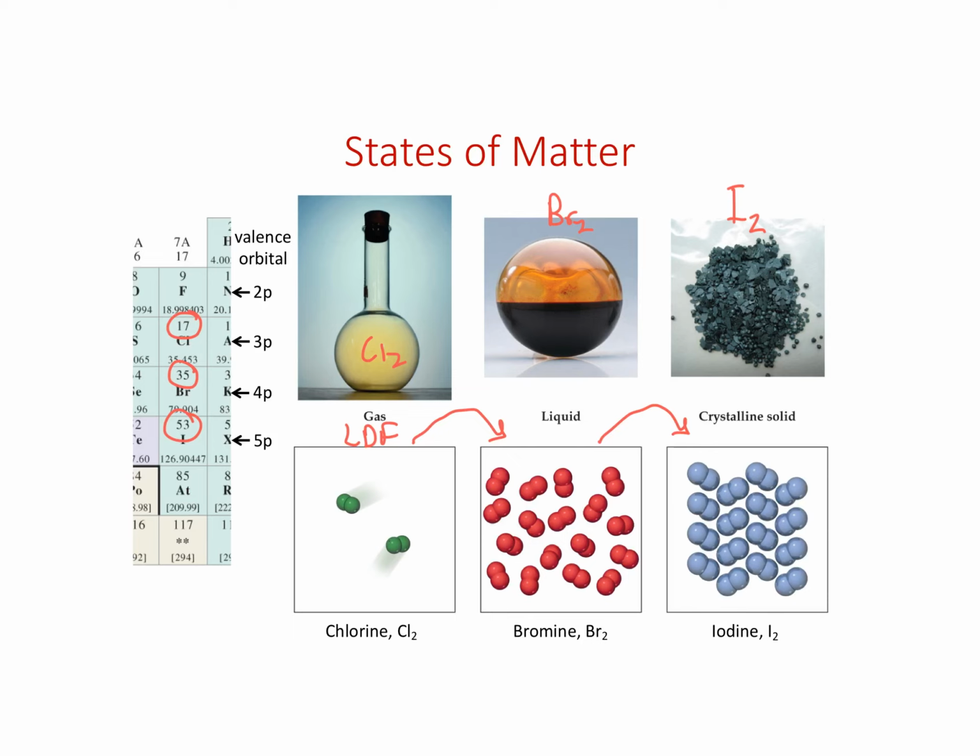So I can explain the fact that those three halogens all take different phases under the same conditions because of increasing London dispersion forces as I go down that group from chlorine to bromine to iodine, holding the molecules closer and closer together, going from gas to liquid all the way to solid.